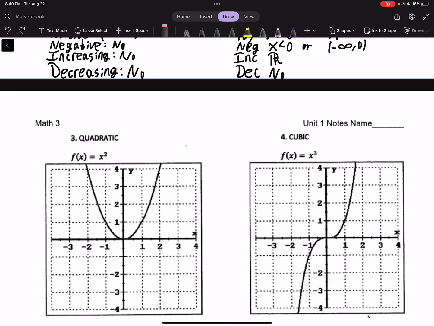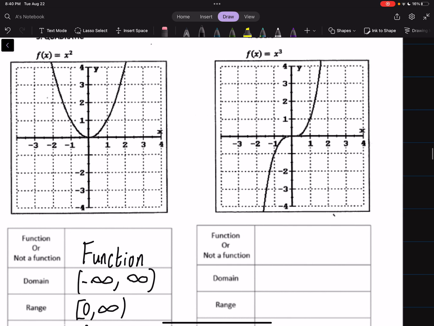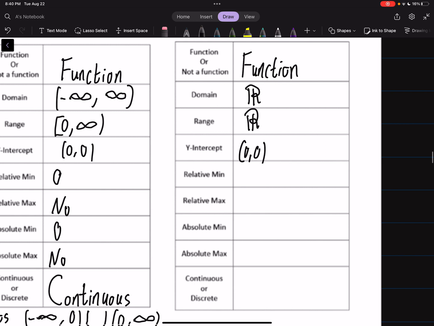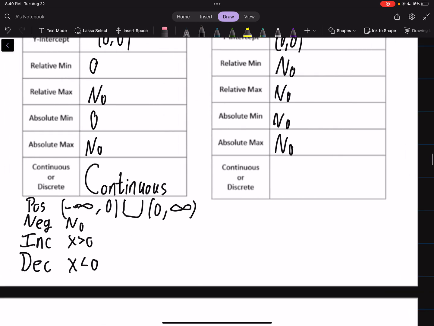Let me erase my hand real quick, and move on to cubic. It is a function. Domain is all real numbers. Range is all real numbers. Your y-intercept is 0, 0. You do not have a min or a max at all. It is continuous. Positive across all real numbers, the entire domain.